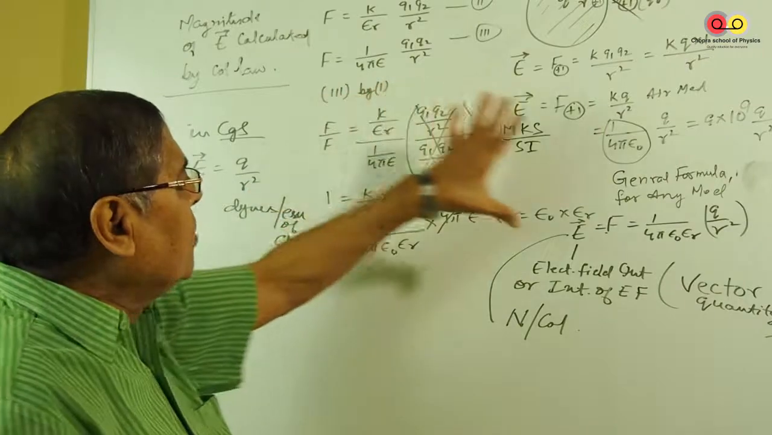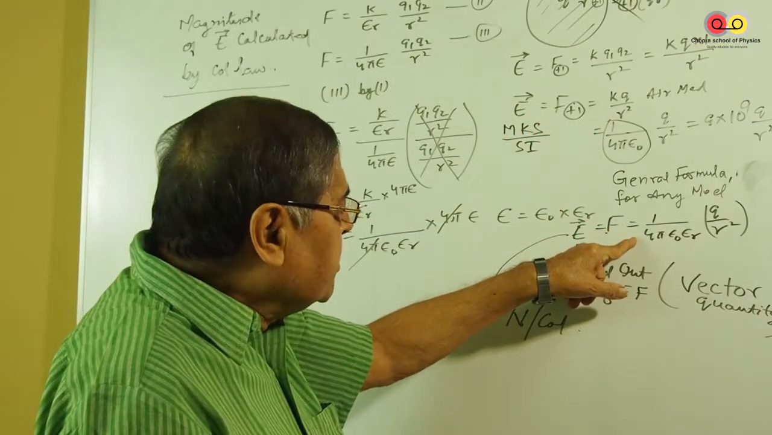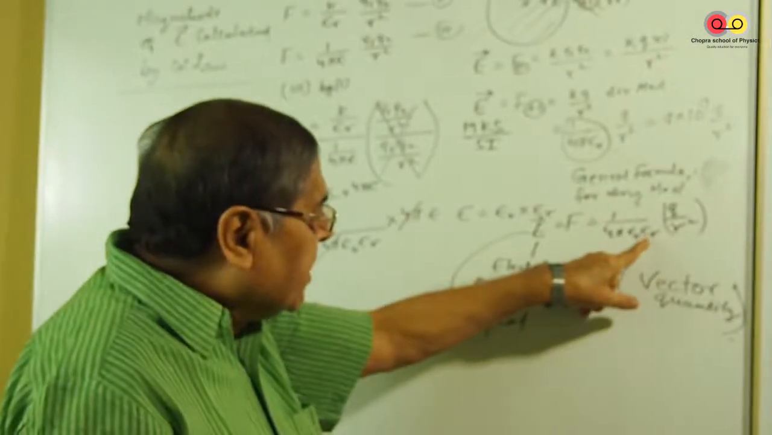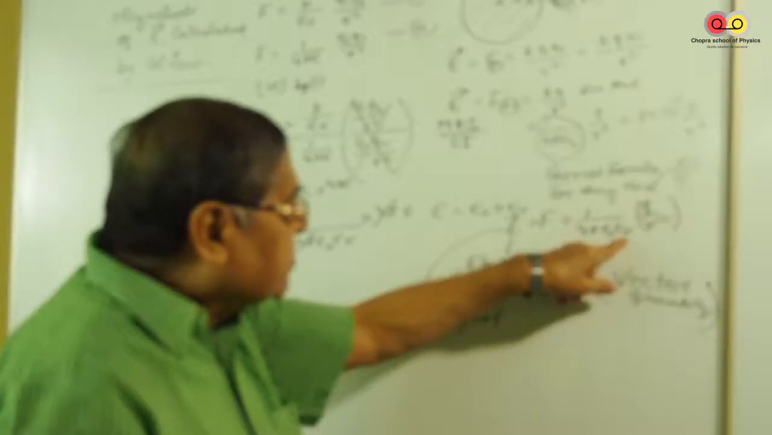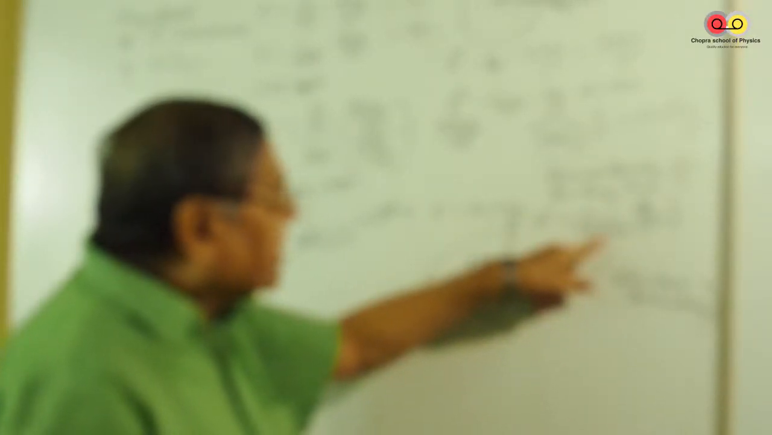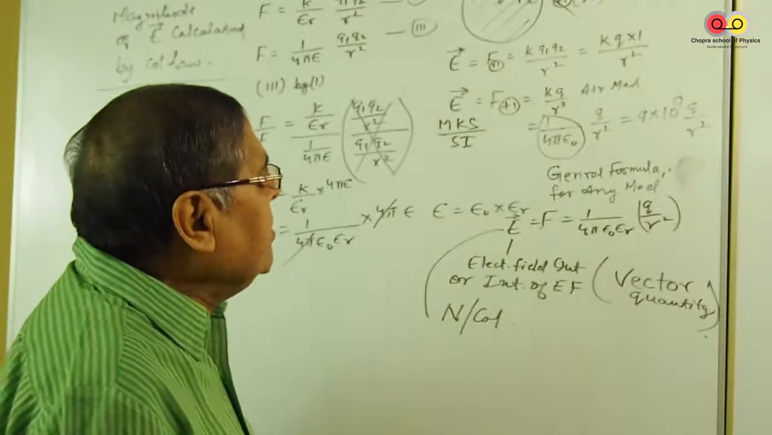These formulas are for intensity of electric field. We have applied Coulomb's law where the medium is not specified, so we have to take epsilon r. If it is air medium, epsilon r must be 1, and 1 over 4 pi epsilon naught can be taken as k, and k can be taken as 9 into 10 to the power 9.